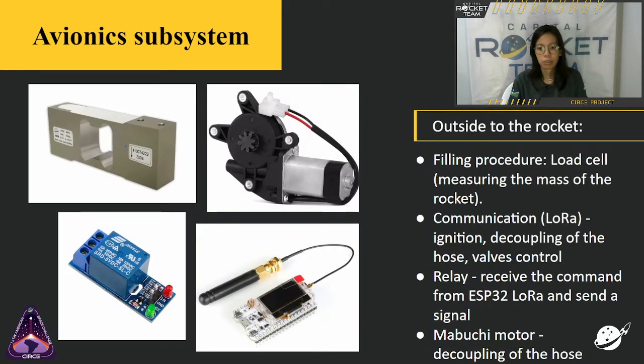Outside of the rocket, we have the filling procedure system, which is made of a load cell for measuring the mass of the rocket. We have the ignition system, and also the decoupling of the whole system. We have also communication made by LoRa.